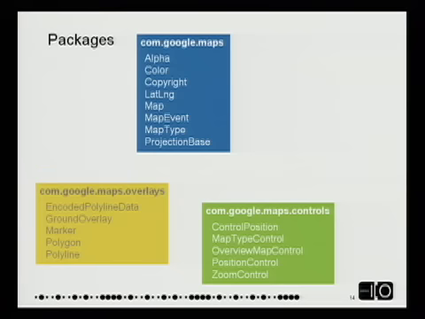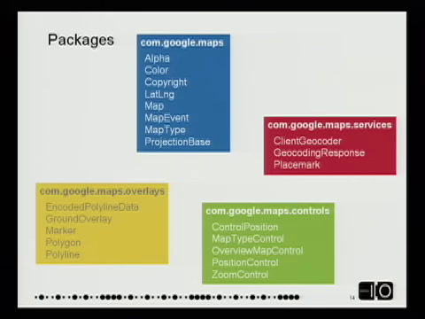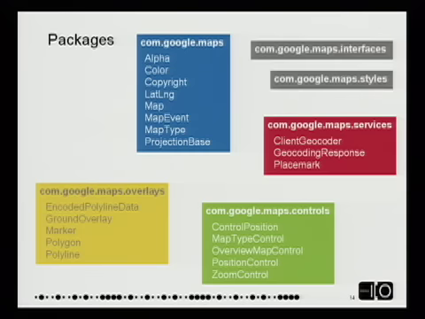So for example, for overlays, we've got the standard GroundOverlay, Marker, Polygon, Polyline, some helper classes such as EncodedPolylineData. In controls, again, we've got the standard controls and a helper class, ControlPosition, just to tell you where to put the control onto the page. Not everything's visual, so there's also package services, which provides geocoding. That has a few classes inside relevant to that. And a couple of other packages which are in there.